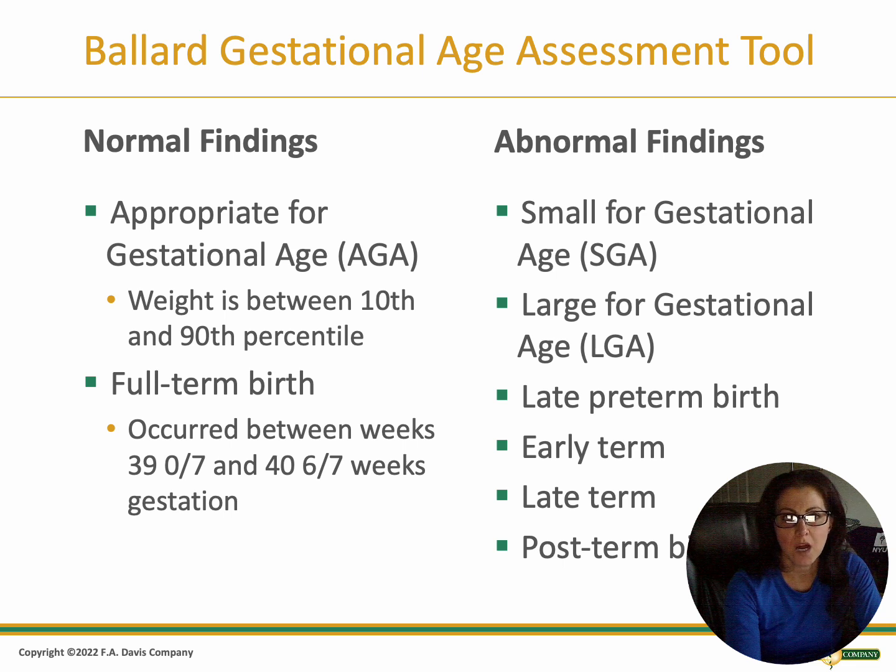Normal findings for the assessment include AGA, or appropriate for gestational age, where the weight, if it's calculated, is between the 10th and the 90th percentile, and a full-term pregnancy is usually between 39 weeks and 40 weeks and 6/7 days. Anything after the 40 and 6/7, we call that post term.